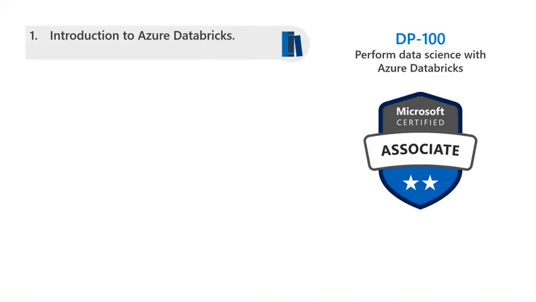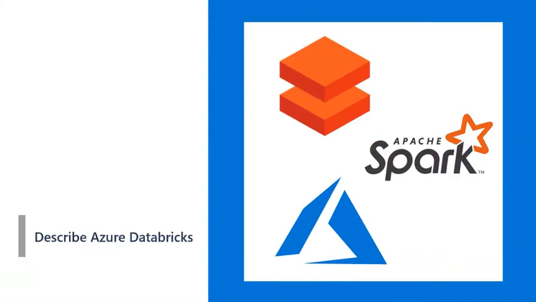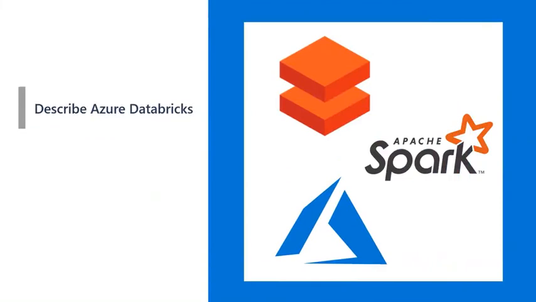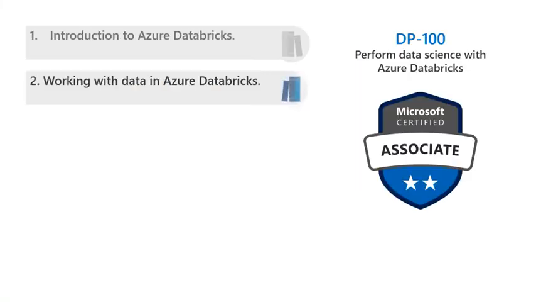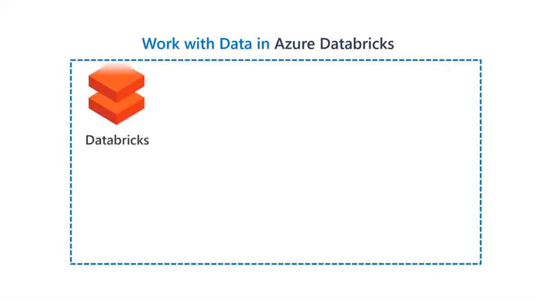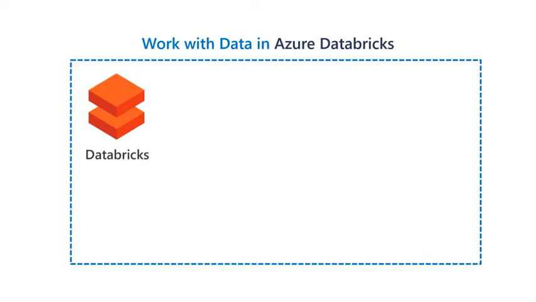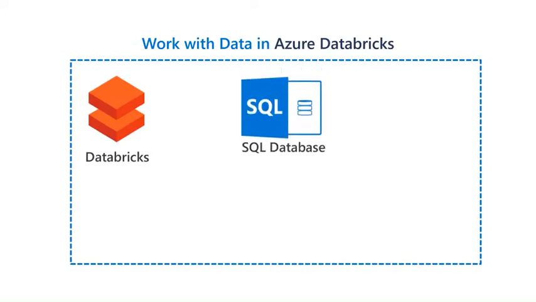Let's start with the first module, Introduction to Azure Databricks. In this module, you will describe Azure Databricks and Apache Spark for processing huge files, and describe Spark architecture fundamentals. In the next module, you'll be working with data in Azure Databricks. Use Azure Databricks to read multiple file types, both with and without a schema. Combine inputs from files in data stores such as Azure SQL Database. Transform and store that data for advanced analytics.